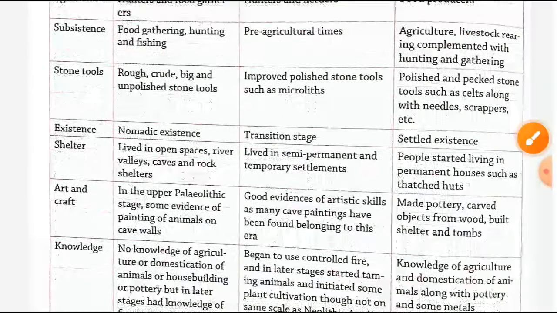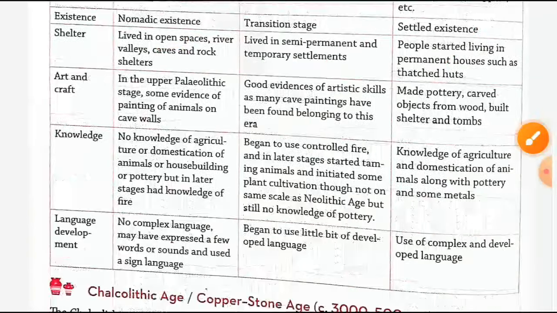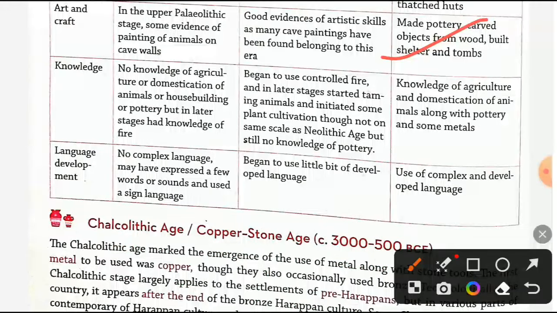Settled existence started in the Neolithic. In the Paleolithic they were nomadic, with a transition stage. They lived in open space in the Paleolithic, semi-permanent in the Mesolithic, and started living in permanent, thatched houses in the Neolithic. These are important. Art and craft: pottery craft, good evidence of artistic skills in the Mesolithic. In the Upper Paleolithic, some evidence of painting in Bhimbetka is found.